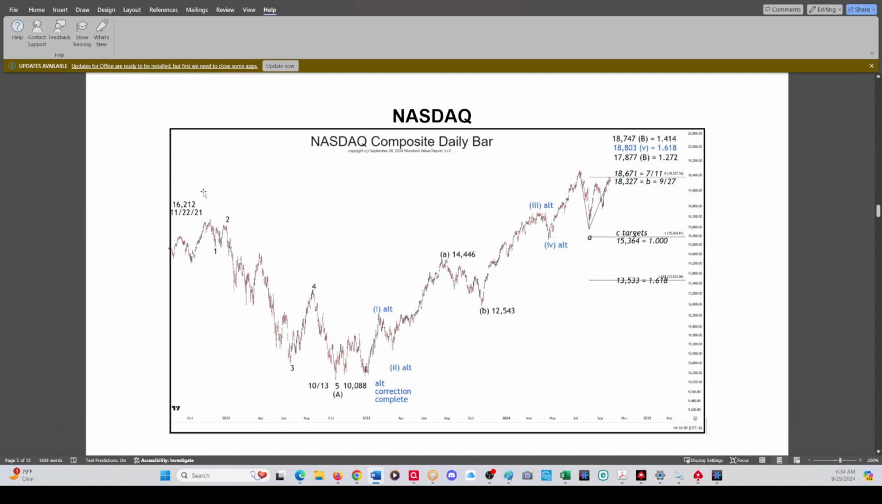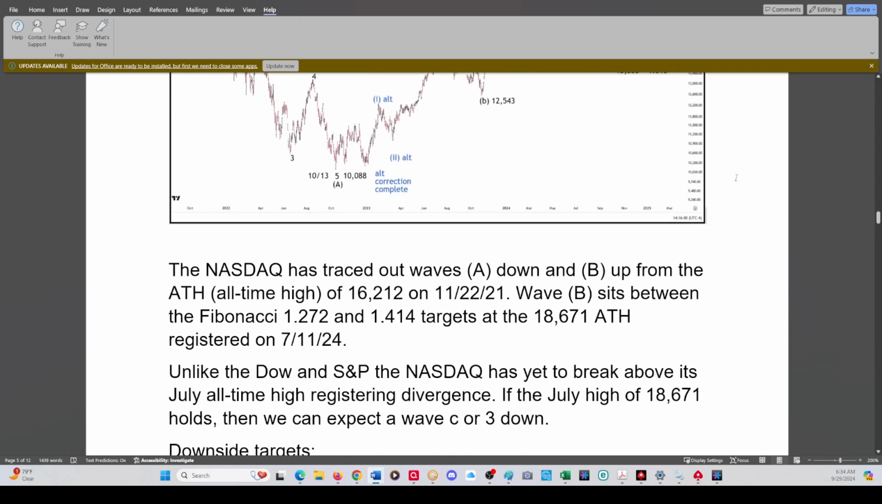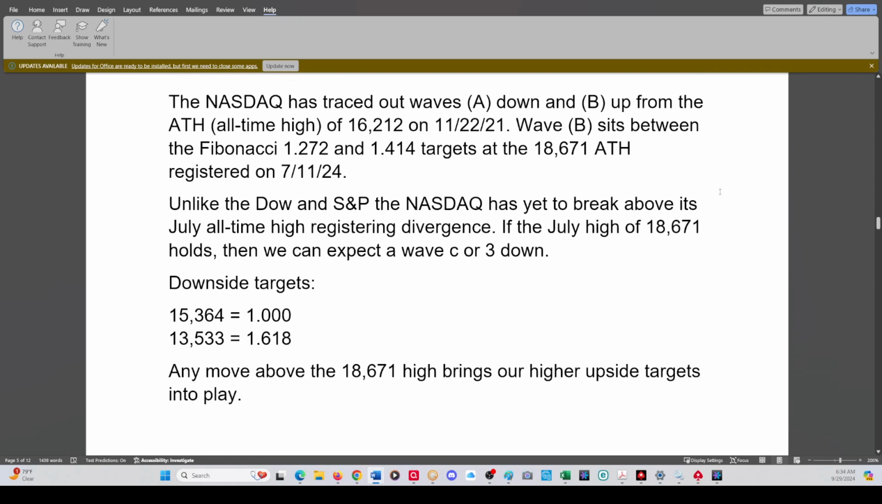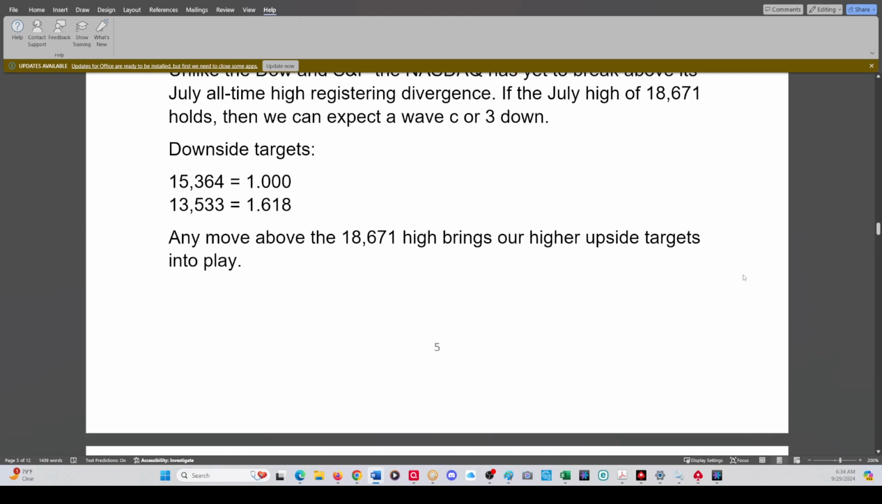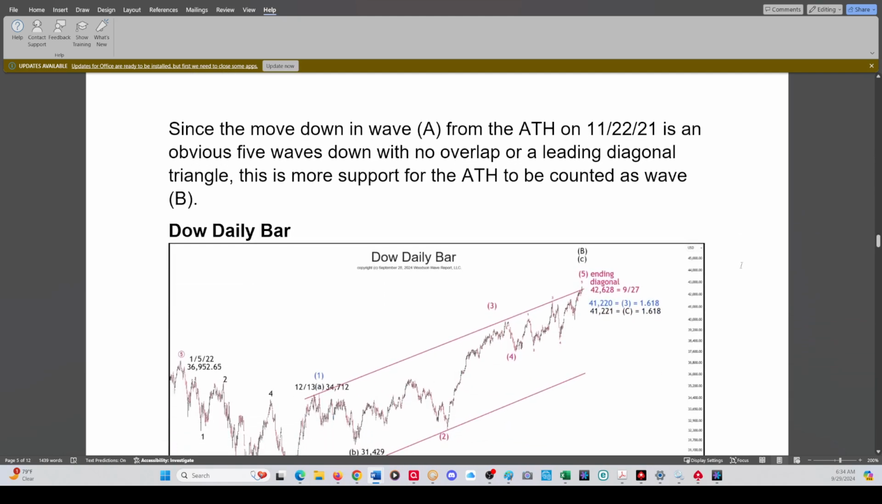This goes back to the January 22 highs in the Dow and the S&P, and the November highs in the NASDAQ. That blue count calls this complete with a 1, 2, 3, 4, 5 up with a target there, 18,803 for 5. So that's the NASDAQ. You see our downside targets there. All right, a move above the previous high in July brings the higher targets into play. And there's that verbiage there.